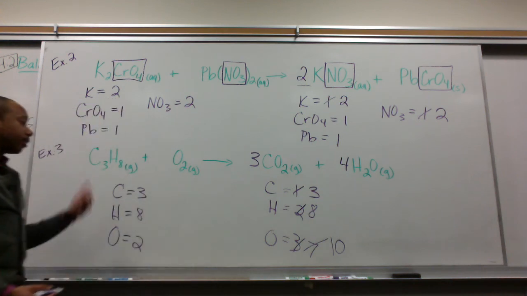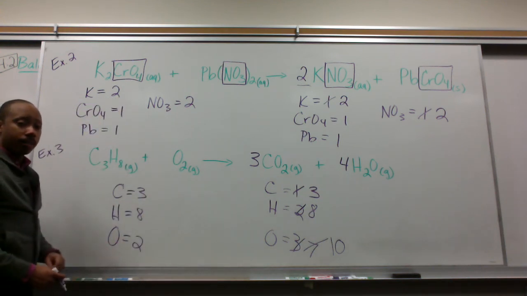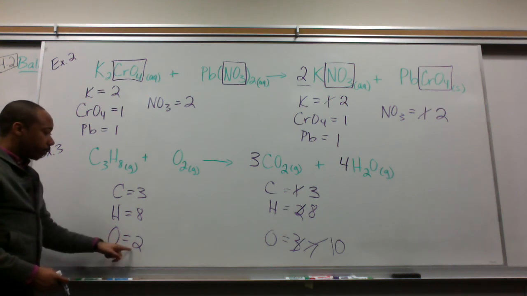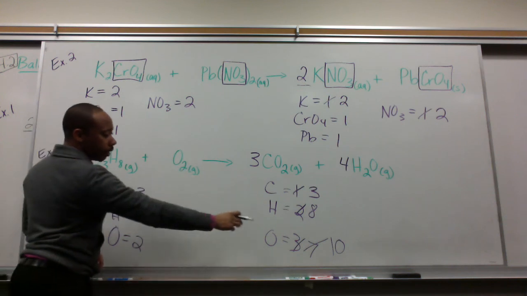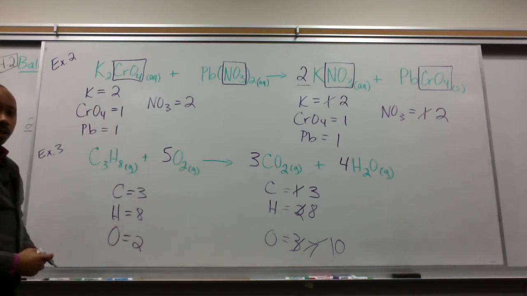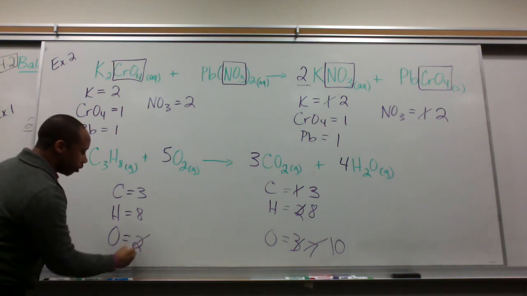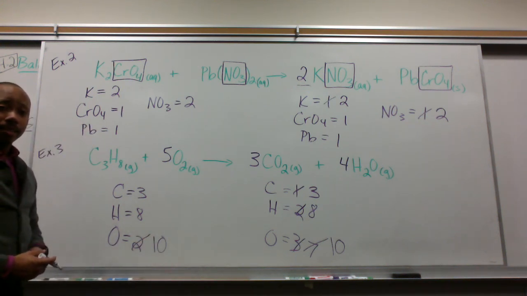Now I have to go over on this side and balance my reactants, the oxygens in my reactant side. So I have 2 here. So here in this spot, I'm going to say what times 2 is going to give me 10. That is the coefficient of 5. This is a balanced chemical equation for the combustion of propane gas.